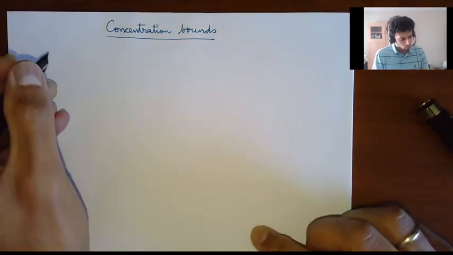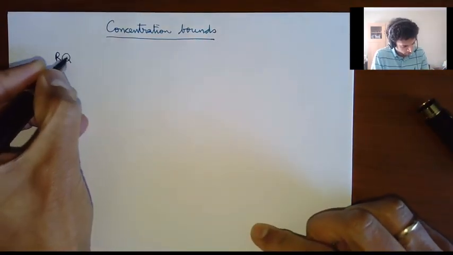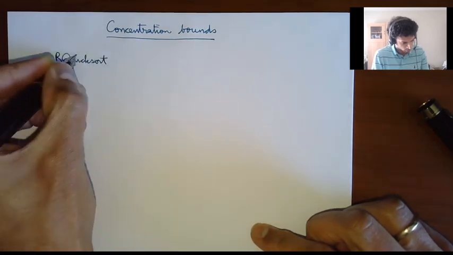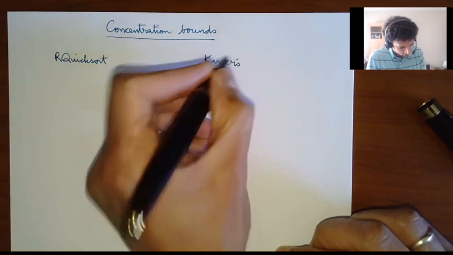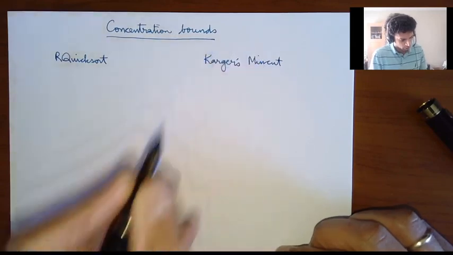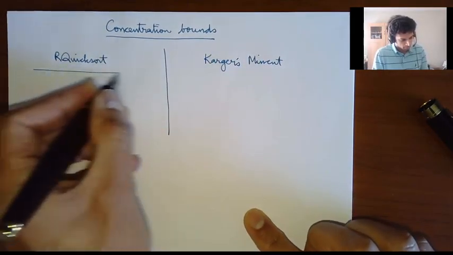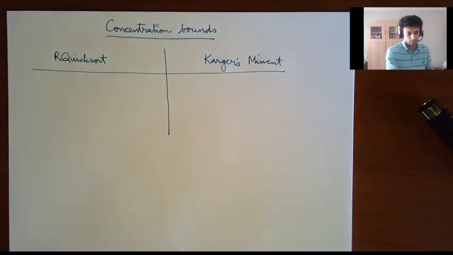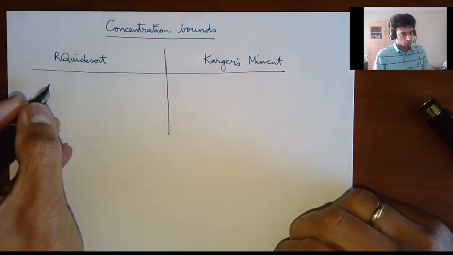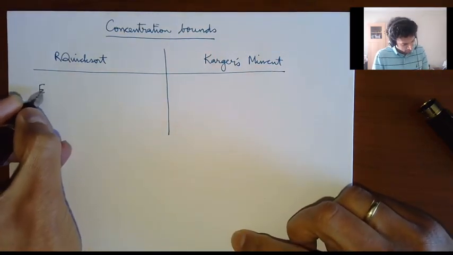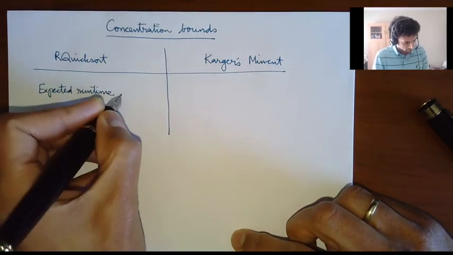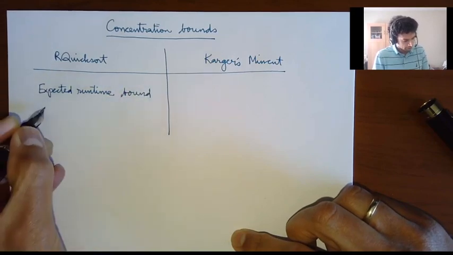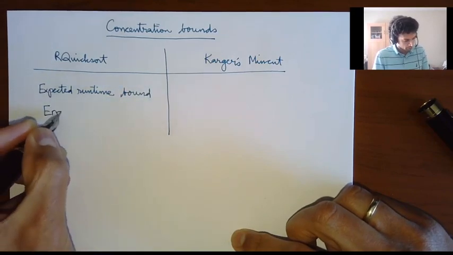We discussed two different algorithms. We did randomized quicksort, and we did Karger's mincut. What I'd like to do is contrast these algorithms. For randomized quicksort, we had an expected runtime bound. On the other hand, the error probability.